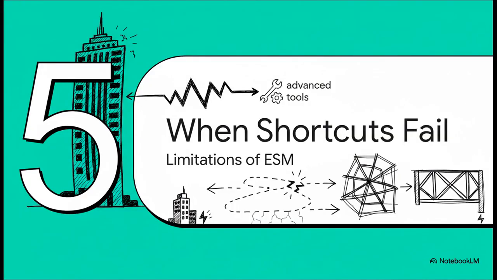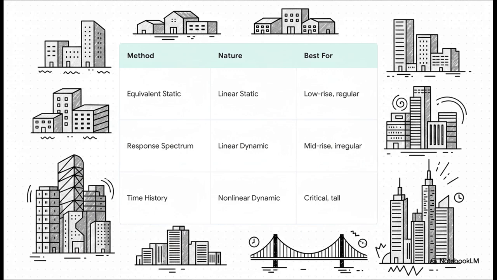Look, the equivalent static method is incredibly powerful, but we have to remember, it is a shortcut. And when you're dealing with very tall buildings or structures with weird, complex shapes, a shortcut just isn't going to be enough. You need to bring out the bigger tools. This table really puts it all into perspective.